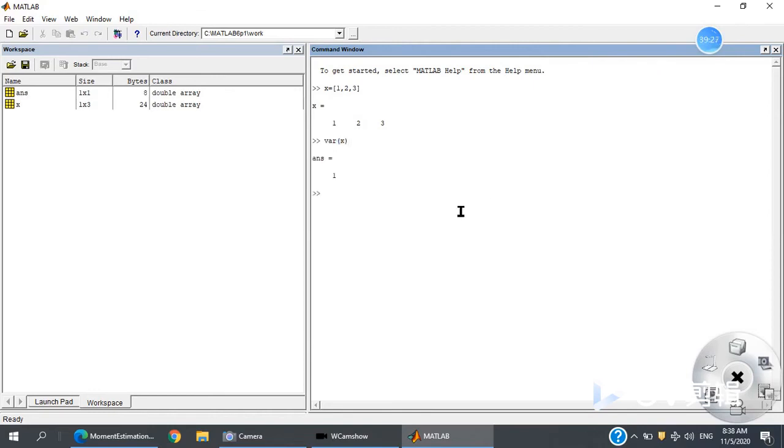You see, we have 1. So what is this one? This one is just S squared. Now, let me calculate here.